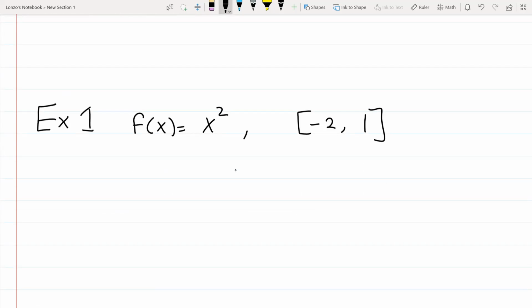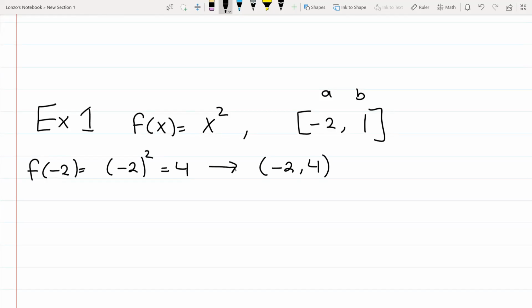So -2 and 1 are our a and b values. Let's draw it. First, let's find what the y value is when the x value is -2 and when the x value is 1. So let's do f of -2. That would be -2 squared, which is 4. So that point right there is going to be at (-2, 4). And then let's do f of 1. This is 1 squared, which is 1. So that point right there would be (1, 1).